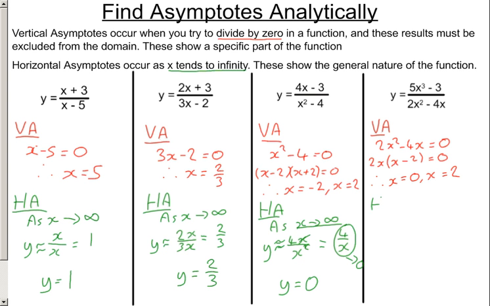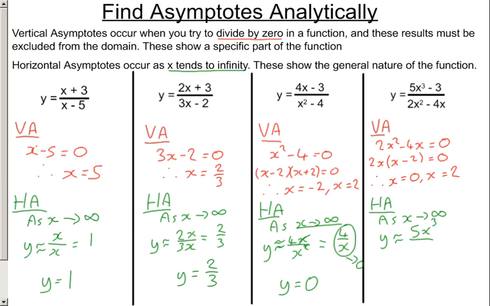The horizontal asymptotes are as x tends to infinity, what happens? Well, as x tends to infinity, y is approximately equal to, well, the minus 3 is insignificant, so we have 5x cubed and minus 4x. Now, we have an x in that minus 4x, but an x compared to an x squared is insignificant.